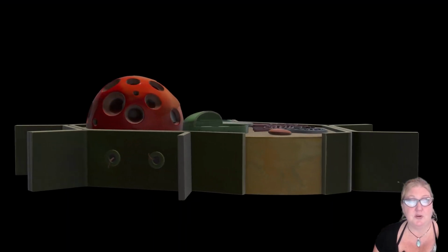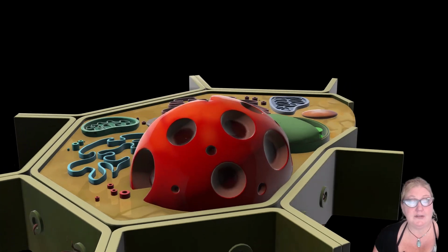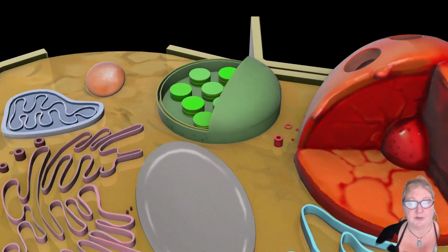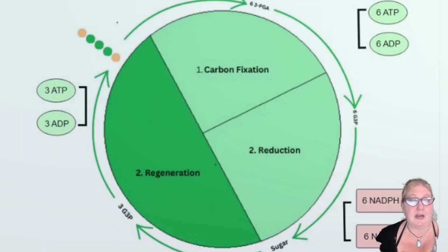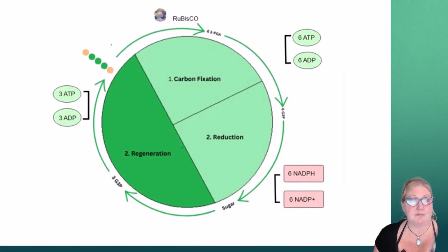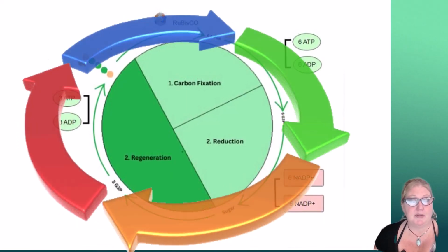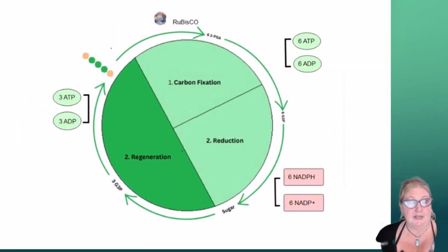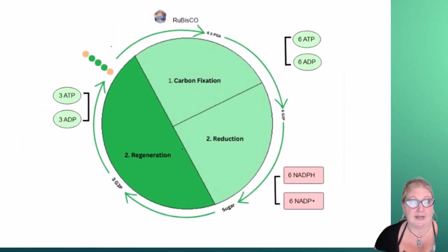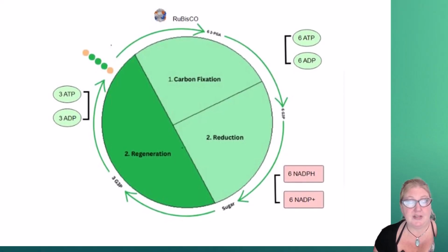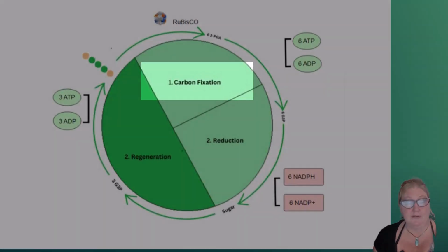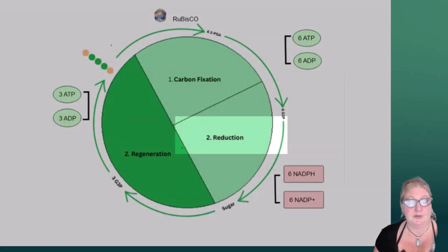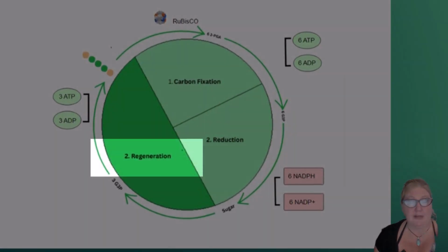Recall that the stroma of the chloroplast is the site of the light-independent reactions of photosynthesis. The Calvin cycle is named for the man who discovered it, and because these reactions function as a cycle. The light-independent reactions of the Calvin cycle can be organized into 3 basic stages. 1. Fixation. 2. Reduction. 3. Regeneration.